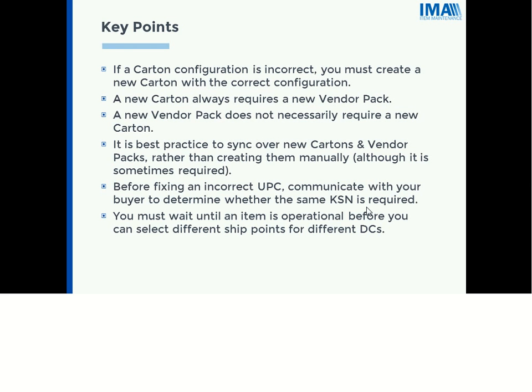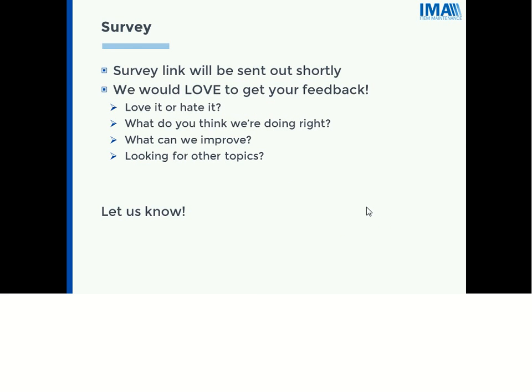So it's best practice to sync over new cartons and vendor packs rather than creating them manually, although sometimes it's required. And then before fixing an incorrect UPC, communicate with your buyer to determine whether the same KSN is required. And finally, you must wait until an item is operational before you can select different ship points for different DCs.